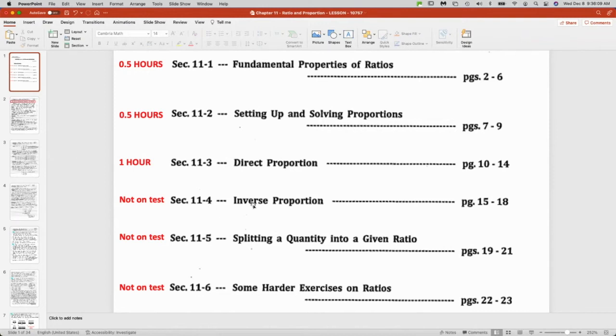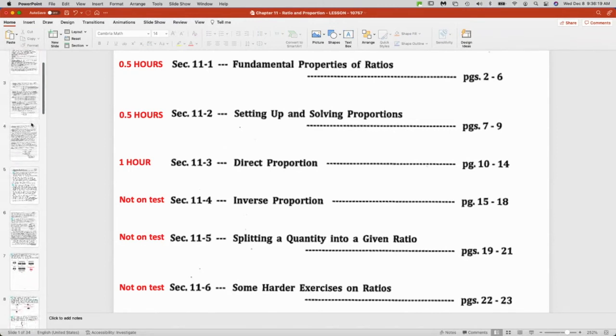Any questions that I take from this chapter will be fairly easy. So if you like the stuff that we did so far, then you will really like the stuff that we do next week on the test.